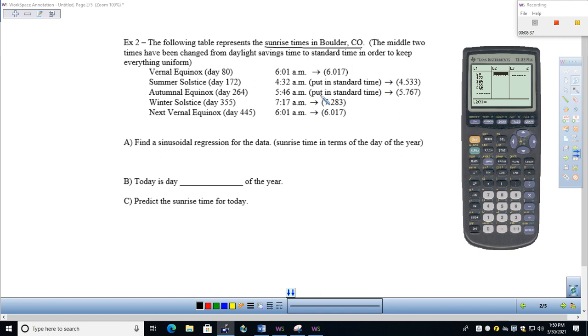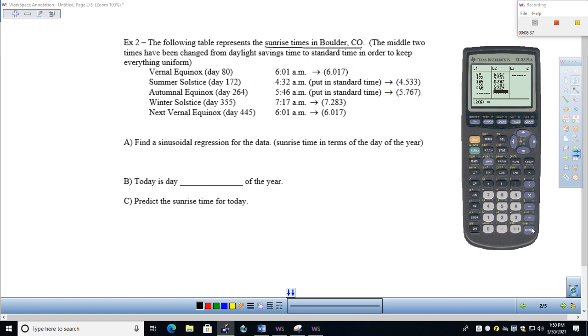All right, anyway, so I've got these values right here, 6.017, and just go right down the line if you would. Okay, getting closer. And lastly, this one. All right, so 5 x values matching up with 5 y values.